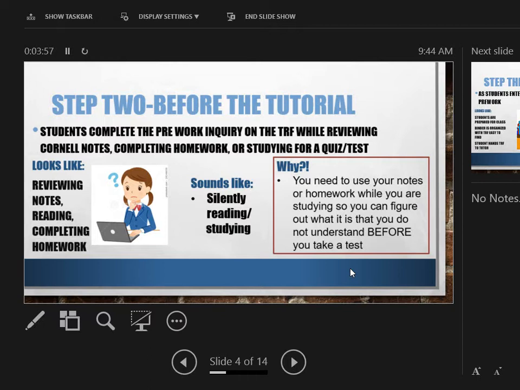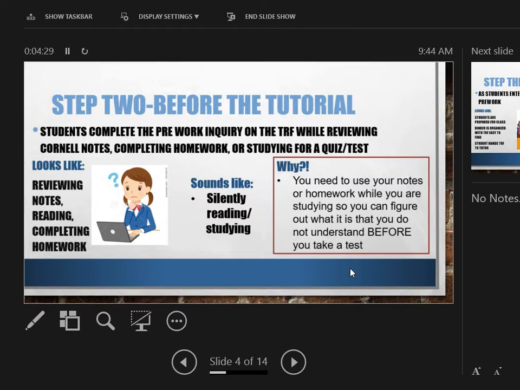Alright, step 2, still before the tutorial. So just write a big 2. You don't have to rewrite before the tutorial. We want to make sure we complete the pre-work inquiry on the TRFs while reviewing Cornell notes, completing homework, or studying for a quiz or test. Your tutorials are intended to help you prepare for your test, to help you fully understand the material. Not really as a review after you take your test, but if that's the only thing you have a question on, you could go back and look at old tests.